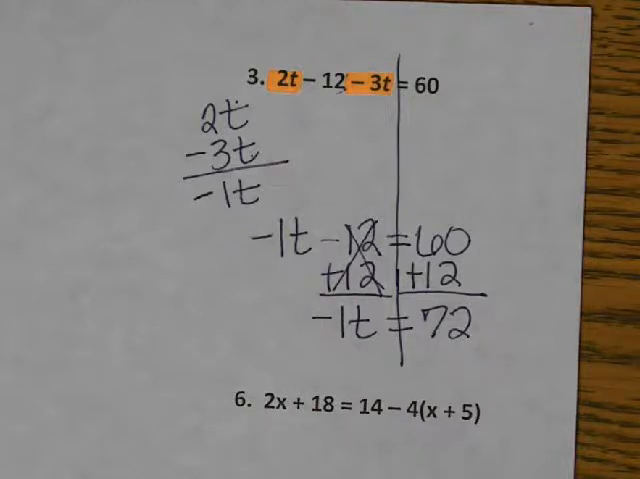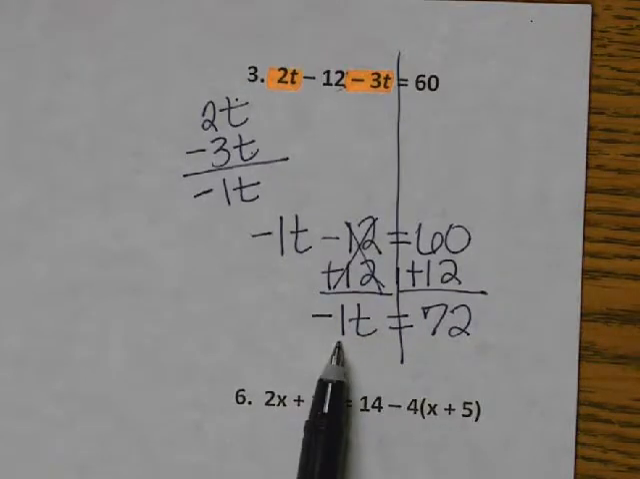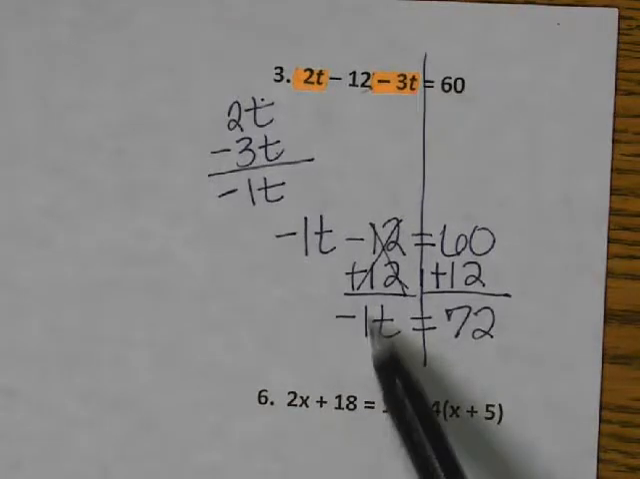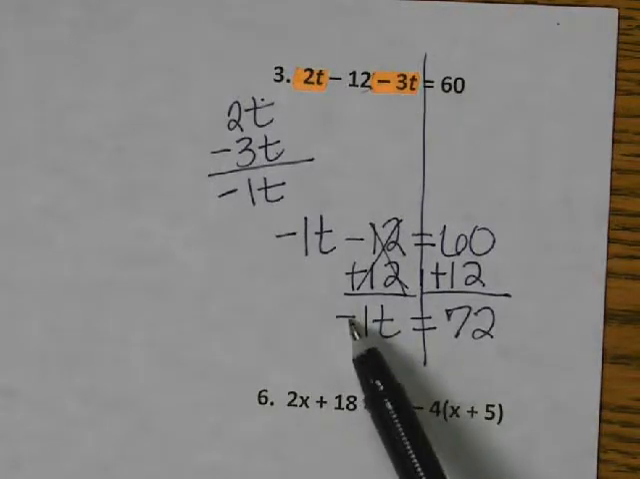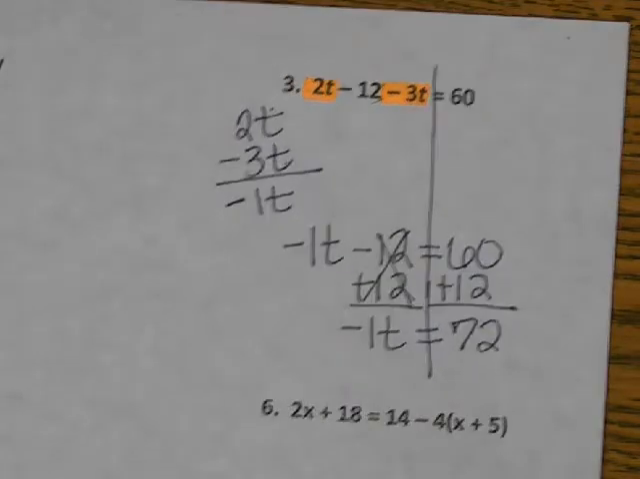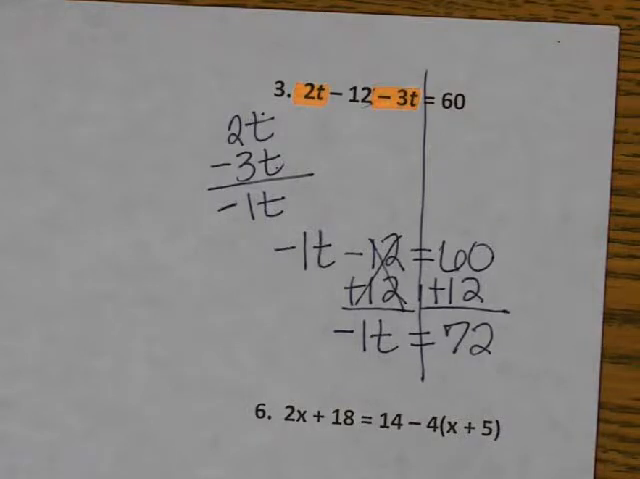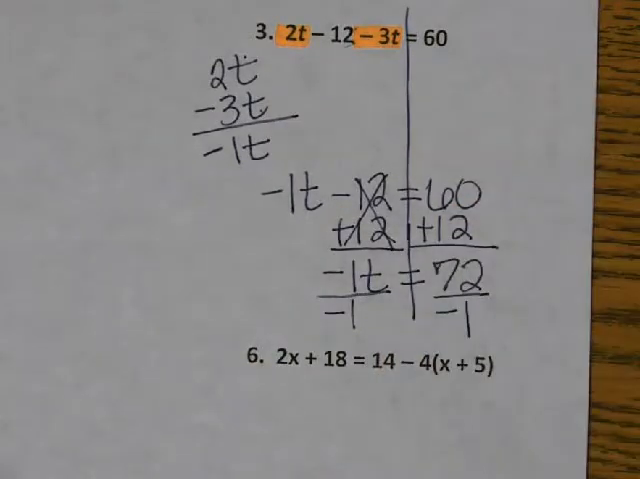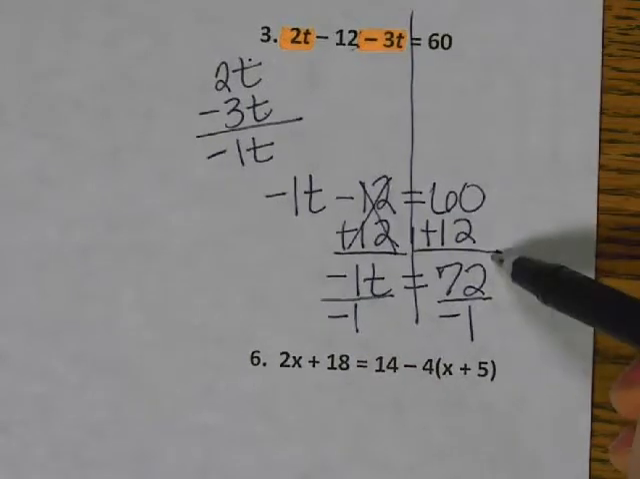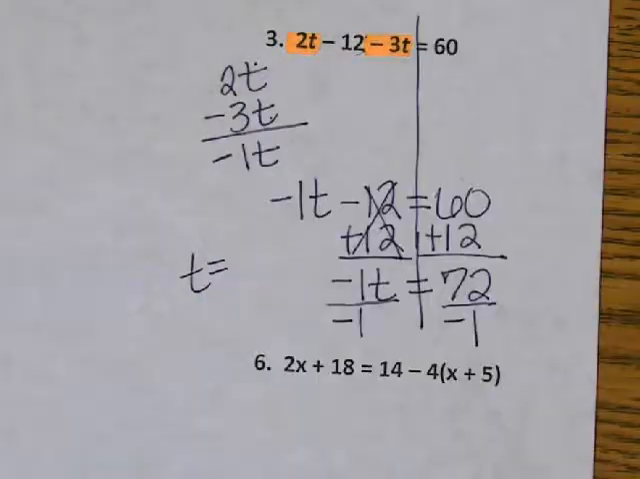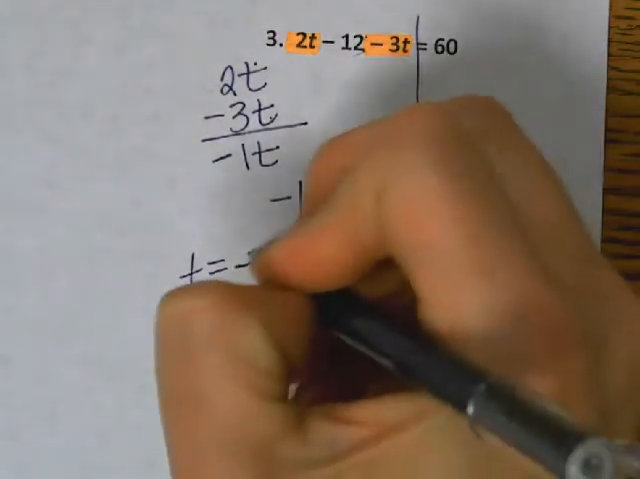Why do I have to divide this time? Because it has a negative 1 in front of it. If we have a positive 1 in front of it, you're done, but if you have a negative 1 in front of it, you're not done. Positive 1 is fine. Negative 1 is not fine. So we're going to divide by negative 1 on both sides. 72 divided by negative 1. What does that get you? Negative 72.